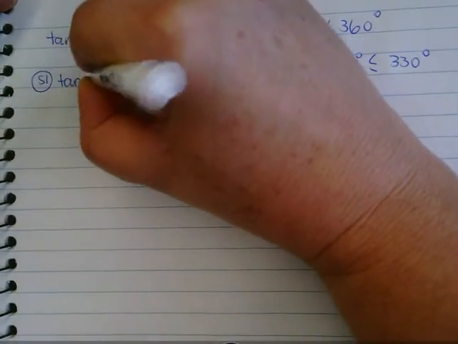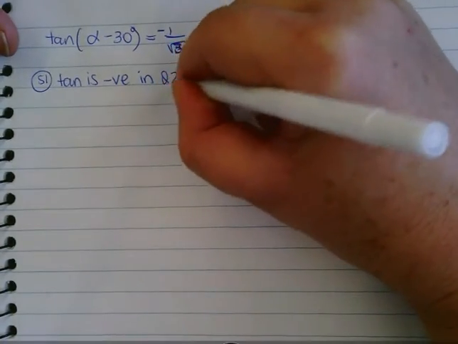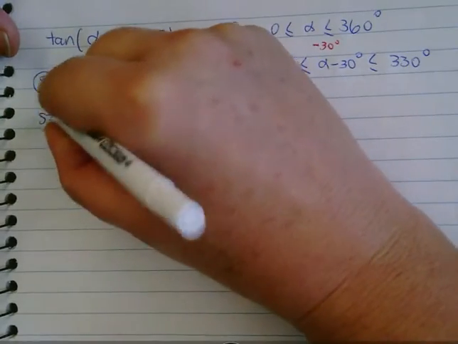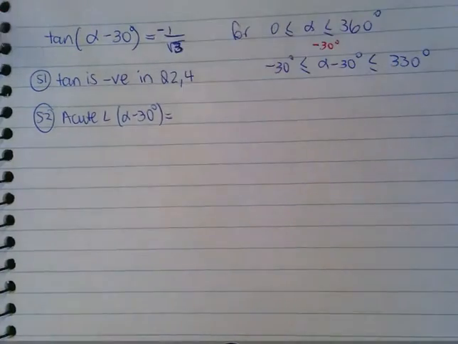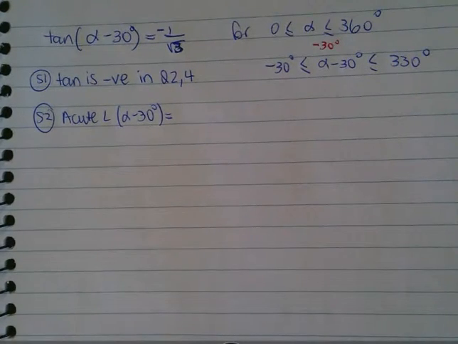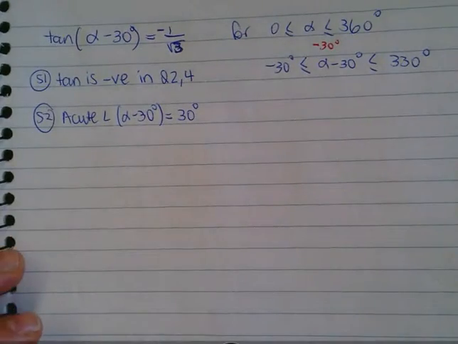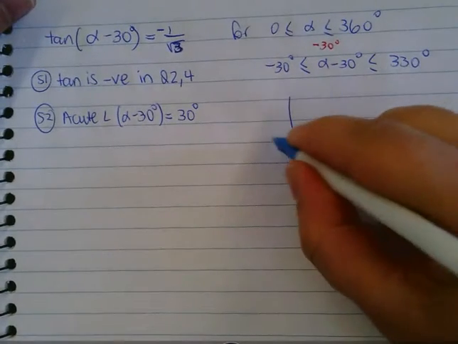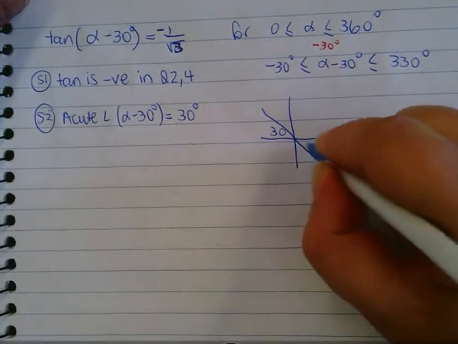So let's do our normal steps. What's step 1? Tan is negative. In which quadrants? Quadrants 2 and 4. Step 2, acute angle: alpha minus 30 is tan of what is 1 on root 3? Tan of what? Very good. Tan of 30 is 1 on root 3. Remember, the negative is just my quadrants. We draw our diagram, quadrants 2 and 4.